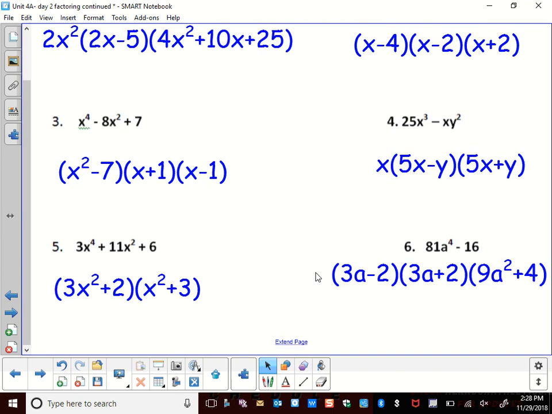All right, 3 and 4, any questions? 3, your answer should be x squared minus 7y and x squared minus 1y. You will have a mini quiz on this next class. No questions on number 3? Number 4.